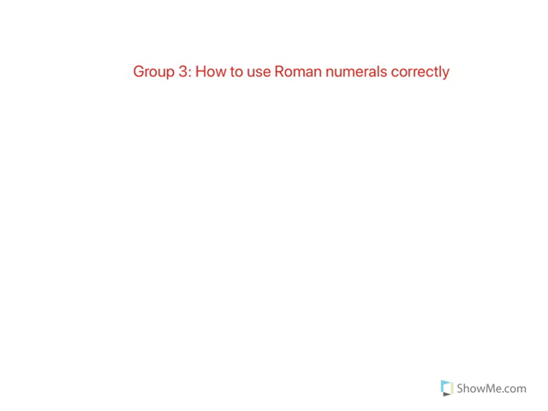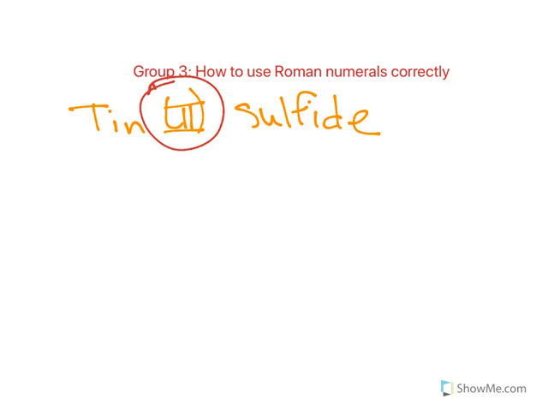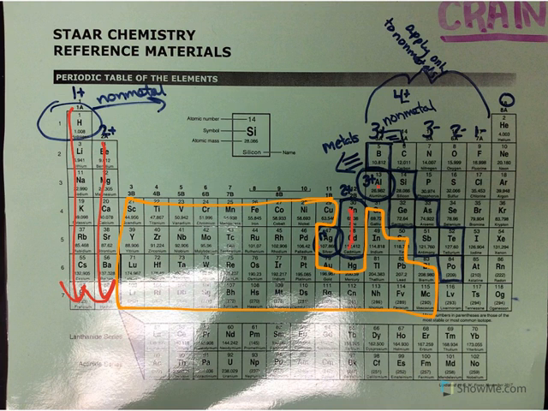All right, so I give you tin 2 sulfide. This 2 right here, this Roman numeral 2, is the charge of the tin. Okay? And if you look at your periodic table, sulfur over here, 2- charge.